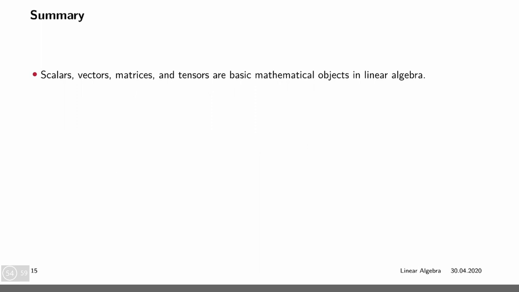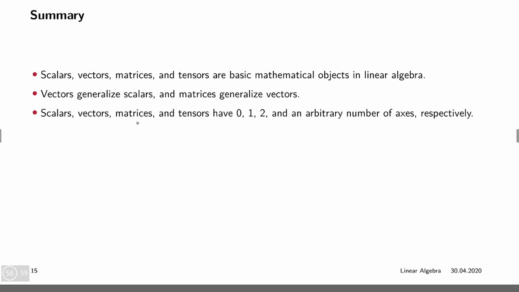So this is already the end of our lecture on linear algebra. We introduced scalars, vectors, matrices, and tensors as the basic mathematical objects that we use to represent numbers in linear algebra and, of course, in deep learning. Vectors generalize scalars because they are lists of scalars, and matrices generalize vectors, being lists of vectors.